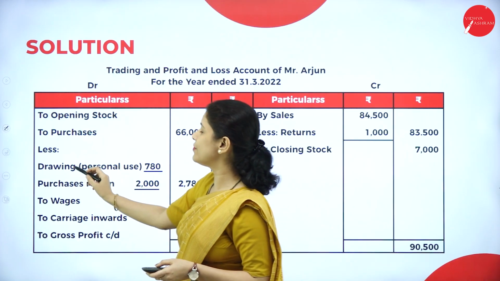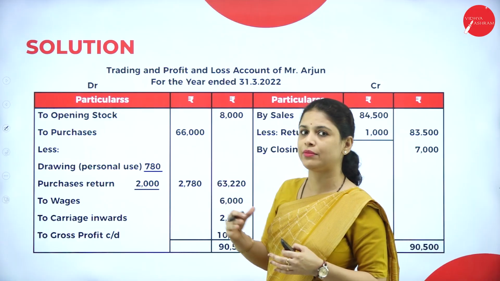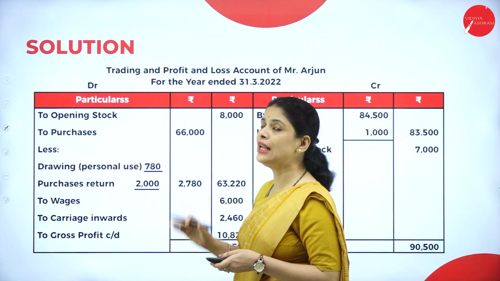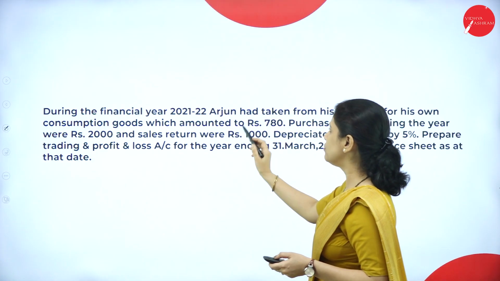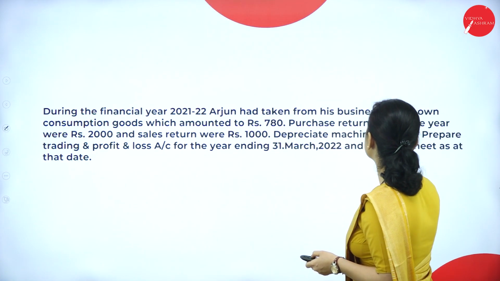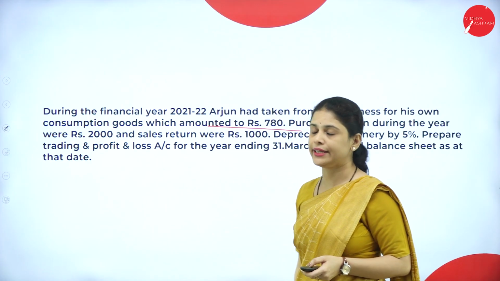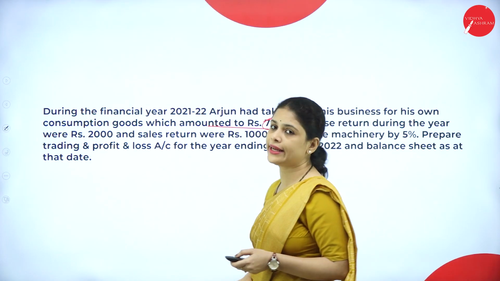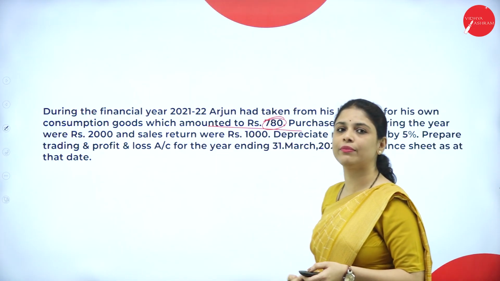Usually drawings will not come here in the purchases account. It will come in the capital; we will deduct it from the capital. But here why is it coming? Let us see the problem. During the financial year 2021-22, Arjun has taken from his business goods for his own consumption amounting to rupees 780. That means the goods are taken for personal use, even though it is a drawing, that will be reduced from the goods.